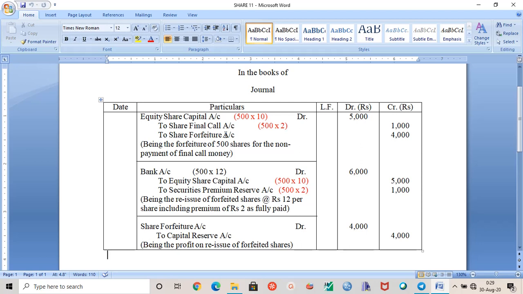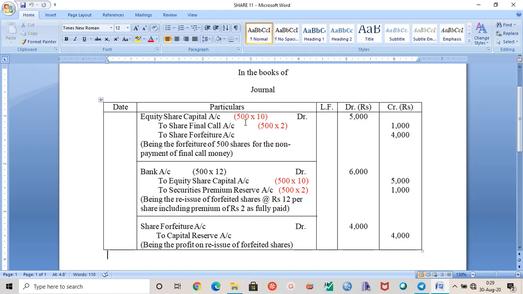So here the company had actually issued 20,000 shares, out of which 500 shares are being forfeited for not making the payment of the last call, that is the final call. 500 shares. So have a look at the question. The face value of each share is rupees 10.